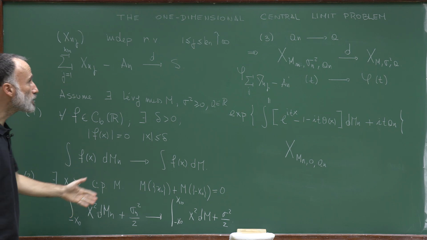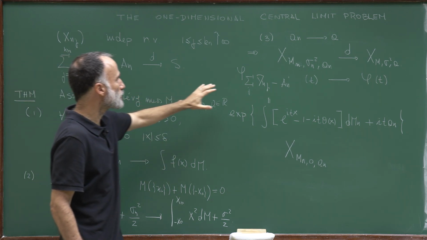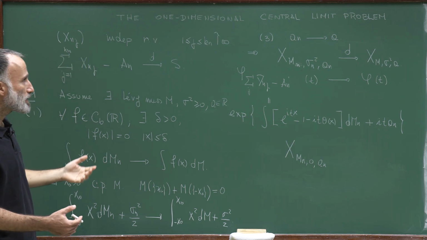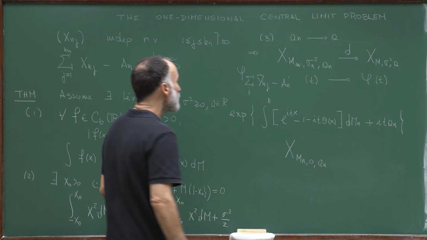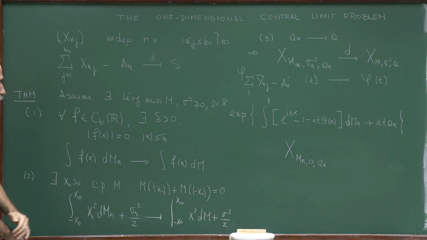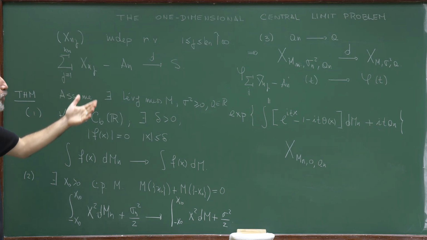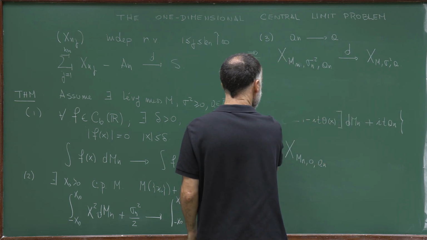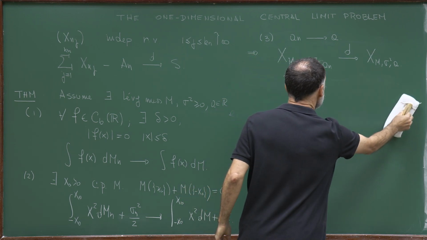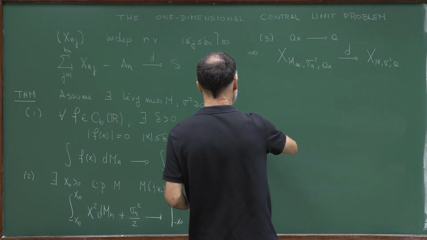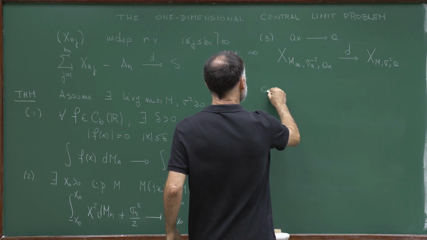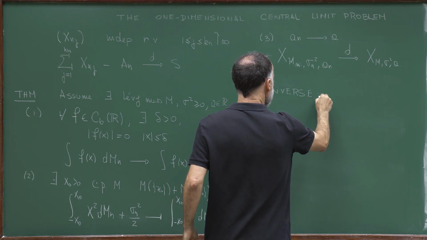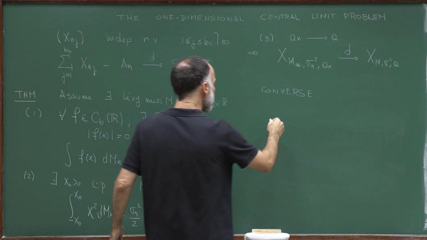We have sufficient conditions which guarantee the convergence of this sequence. And what's remarkable about this theorem is that these conditions are not only sufficient, but they are also necessary. So let me state here the converse theorem. So the converse states the following. Assume that you have this sequence.